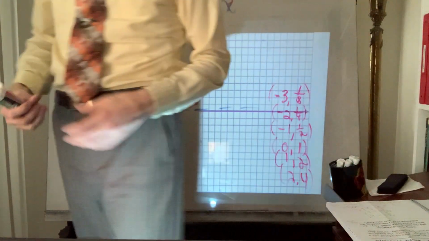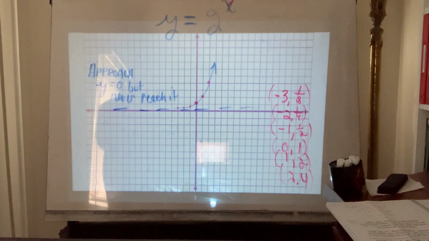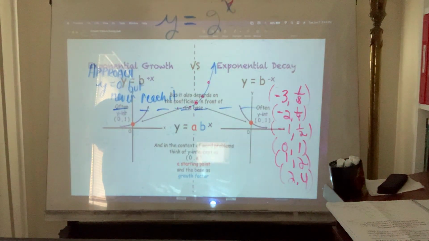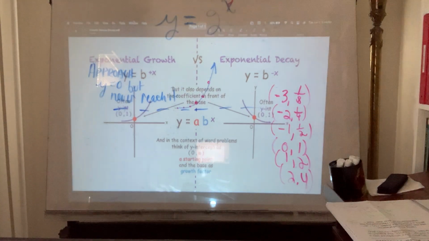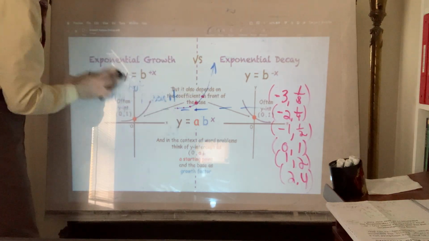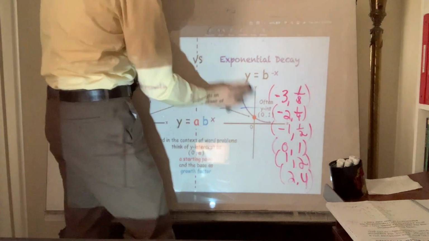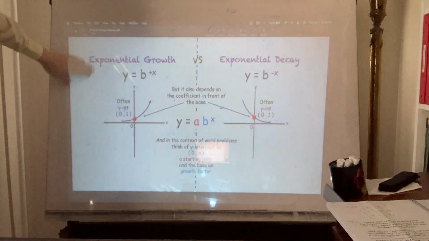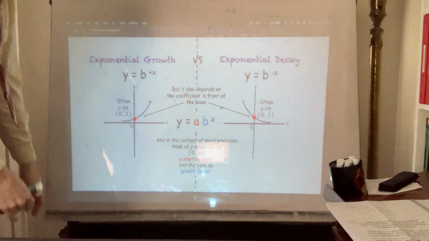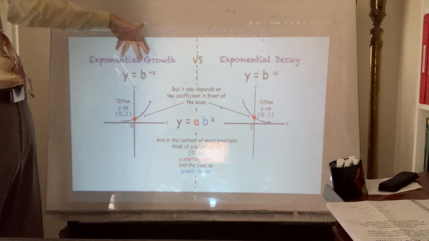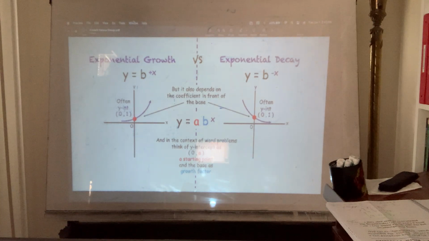Okay. Now let me show you this. Here is a summary of exponential growth versus exponential decay. And these are two nice models to keep in mind. Exponential growth in its most basic incarnation would be just the base and then a positive x value, a positive x input.